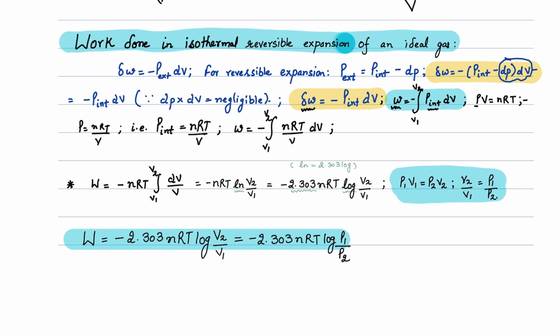So we can replace the value of P external here. We can write that work done is equal to minus of (P internal minus dP) into dV. Now, we know that the product of two small changes we can neglect, because it will give an even smaller value. I have mentioned here that dP into dV can be considered negligible. So I can rewrite the term as W is equal to minus P internal dV, integrating both sides from V1 to V2.